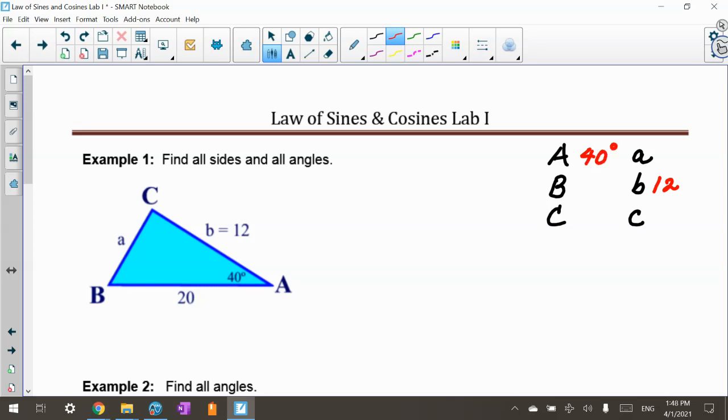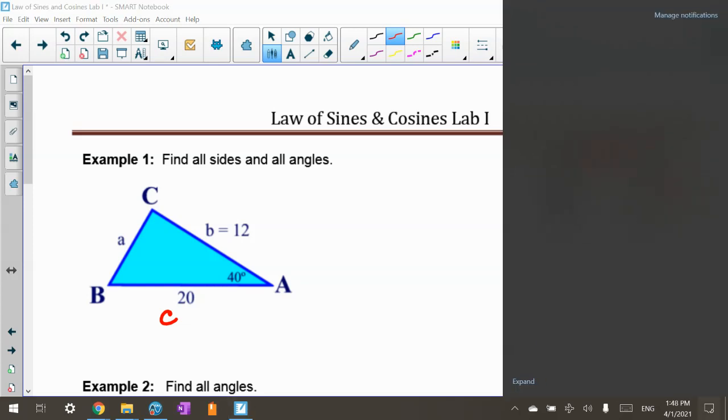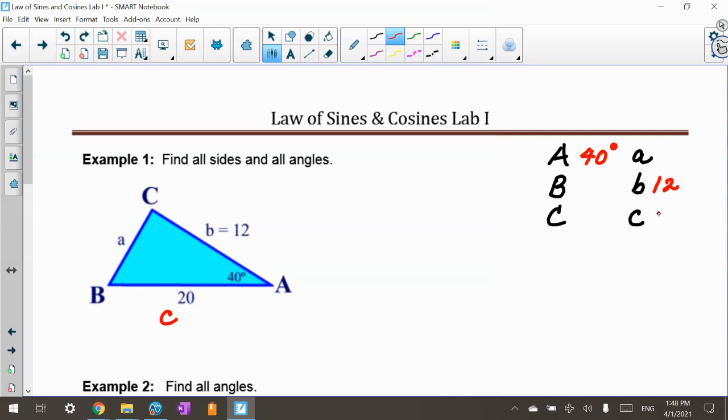And I'm going to label my picture. This is a little c because it's off from C. So that's going to be side C is 20. So they gave me two of the sides. I don't have side A, and I only have one angle. And I want you to notice it's side, angle, side. So this is going to be the law of cosines.